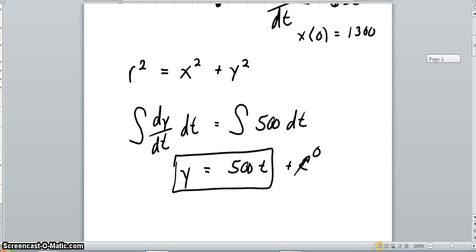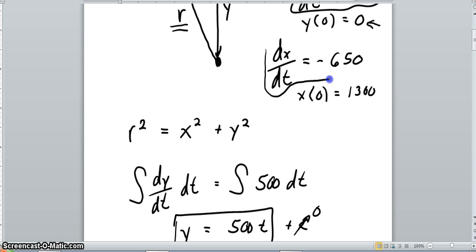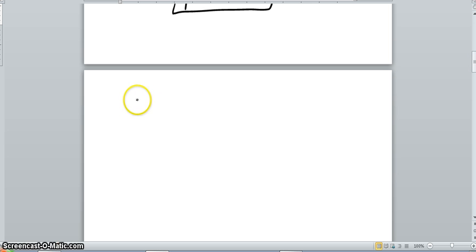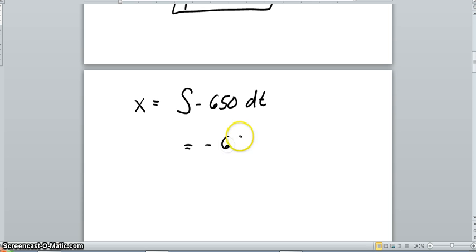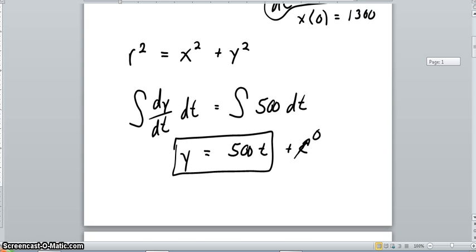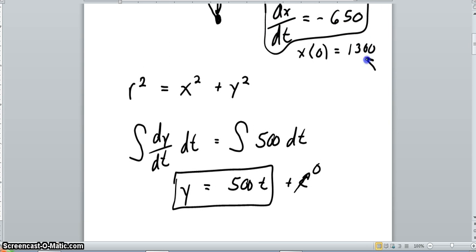And I can do the same thing for x. I'm going to integrate here with respect to t on both sides. So that gives me, of course, negative 650t plus some other constant. We could call it c, maybe call it c1, because technically it is different than the last one. But again, that constant just turns out to be the initial value here of 1300.